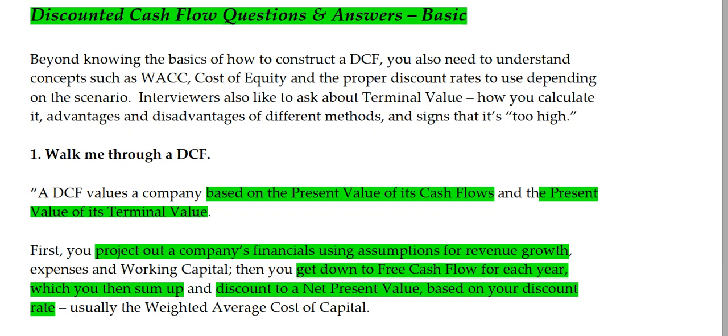So today we will discuss the interview questions for the discounted cash flow. It's a valuation method. So let's start. The first one is a very common question in interviews: walk me through a DCF. So what is a DCF?